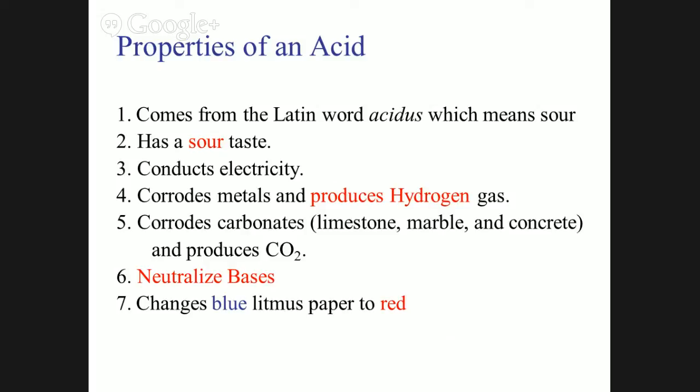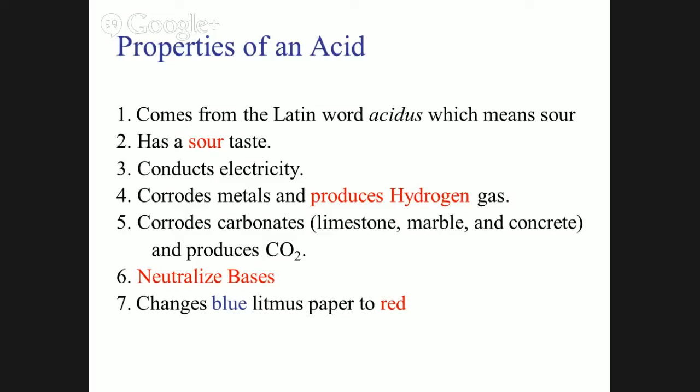Let's go over some properties of acids. First off, the word acid comes from the Latin word acidus, which means sour, and acids have a sour taste. Think of lemons and limes, for example. Acids break apart into ions, and so they conduct electricity. Acids corrode metals. They eat metal.